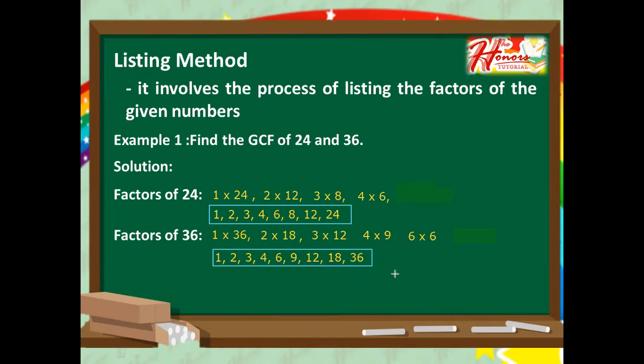How do we solve for the GCF of 24 and 36? This is how you are going to solve for it. So you see, we have here the factors of 24: 1, 2, 3, 4, 6, 8, 12, 24. And then for 36, you have here 1, 2, 3, 4, 6, 9, 12, 18, 36.